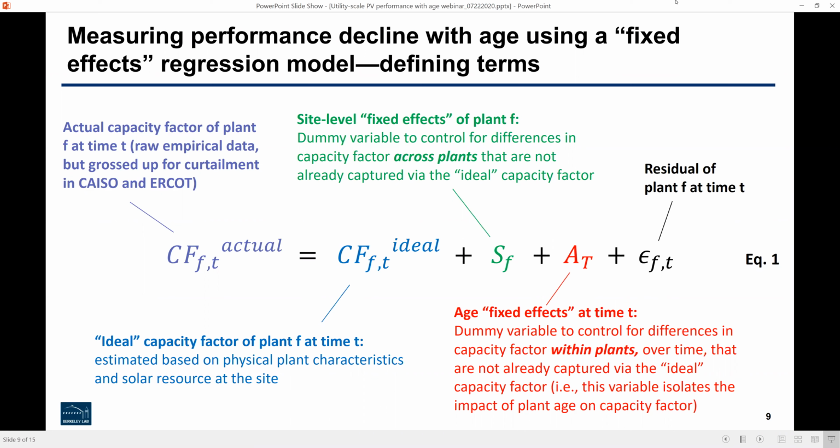Then next in green, we have the site-level fixed effects variable, SF, whose purpose is to control for any remaining difference across projects or sites that are not already captured by the ideal capacity factor. Likewise, in red, we have the age fixed effects variable, AT, whose purpose is to control for any remaining variation within each plant over time that, again, is not already captured by the ideal capacity factor. And this age fixed effects variable is really what we're focusing on, as it will tell us how the average fleet-wide performance has changed with project age.